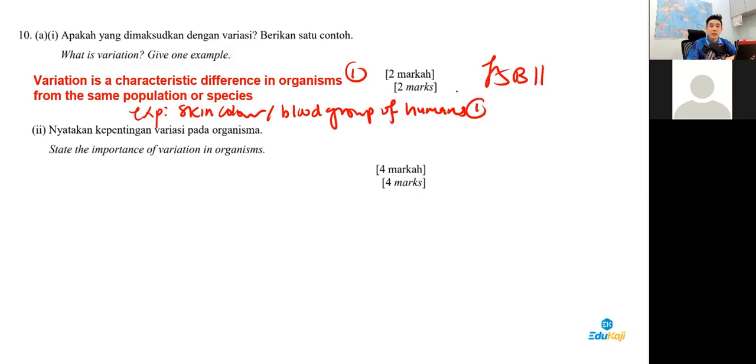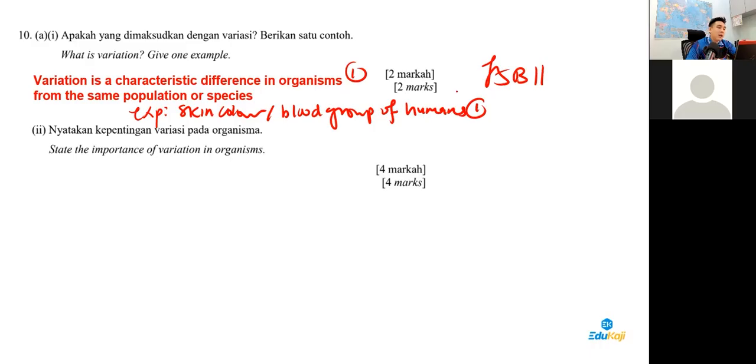Importance of variation, so that we are able, as teachers, we are able to differentiate you. Oh, Xiaoming, Mutu, and Ali. You know the typical example. Because variation means differences in characteristics. Everyone looks so very different. So we are able to differentiate you guys.